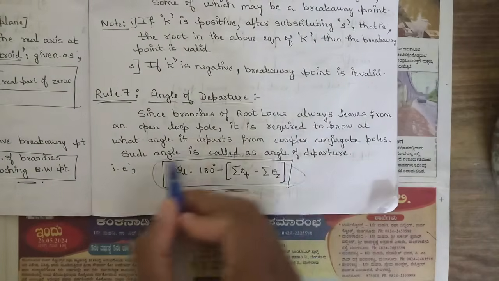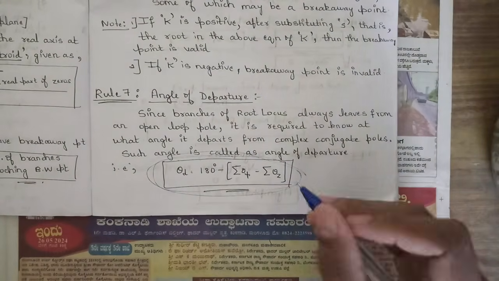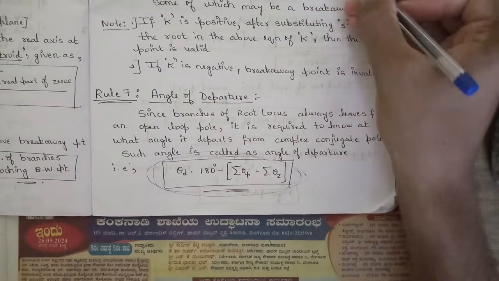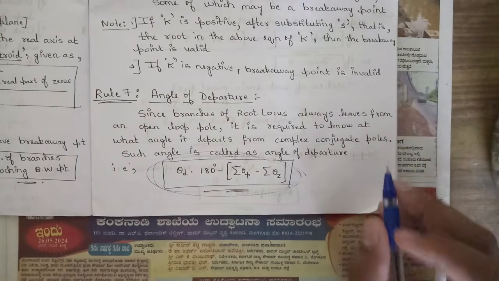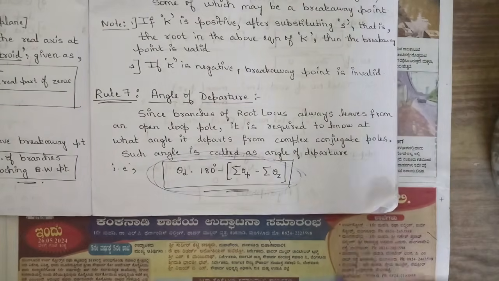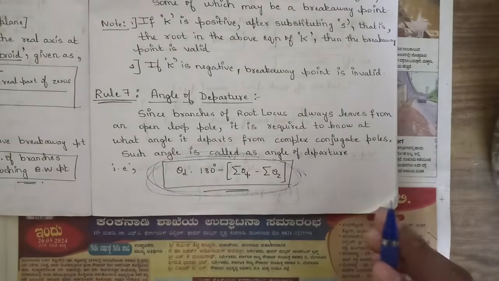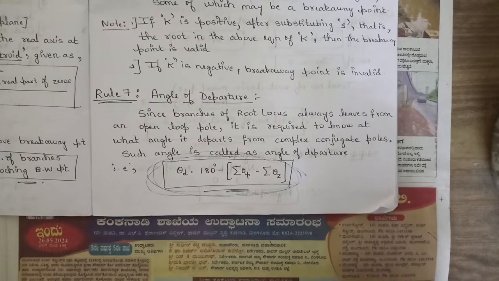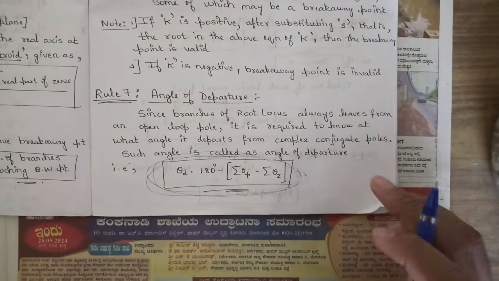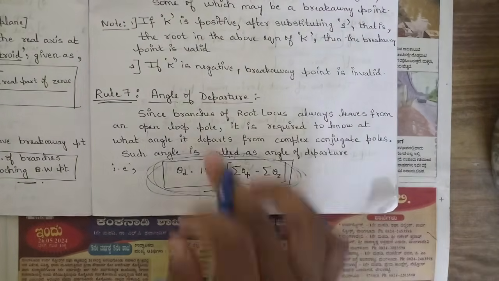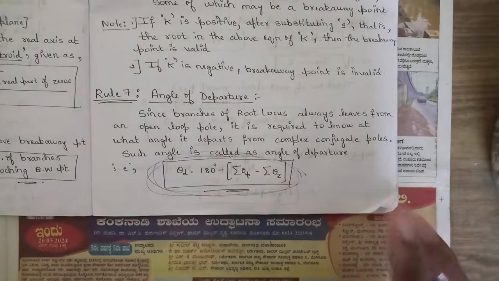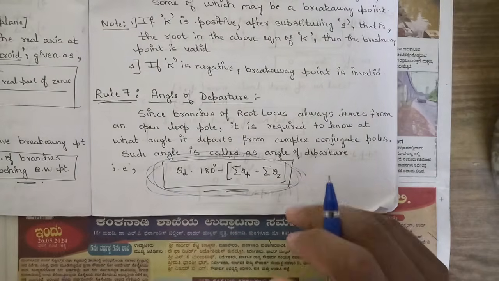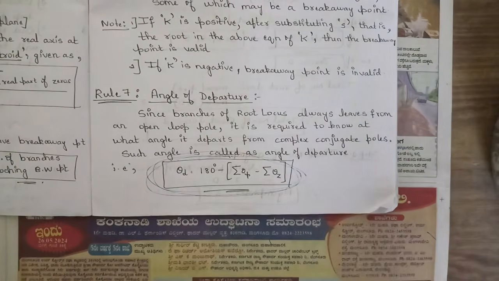This theta d is only valid when, in the given transfer function, the poles which we calculate are imaginary. Then only does this angle of departure rule come into the picture. If the poles which we obtain in the first step are not imaginary poles, then there is no need to find this angle of departure. Let's see this angle of departure briefly when we solve one problem related to it. Now we have one final rule.